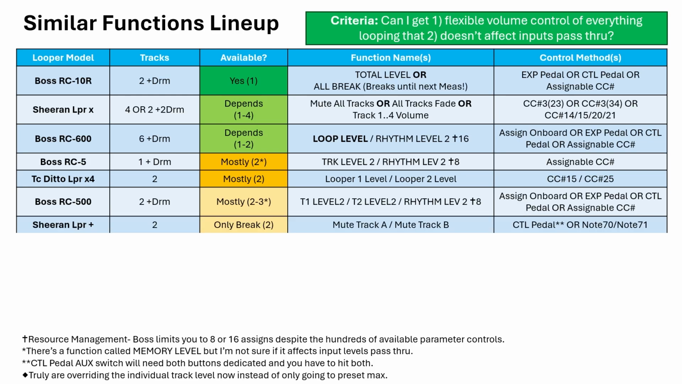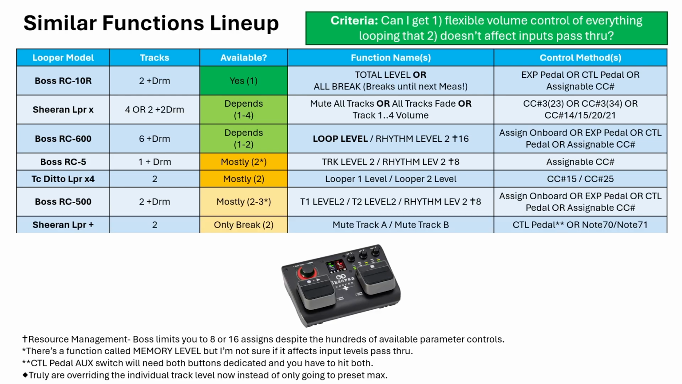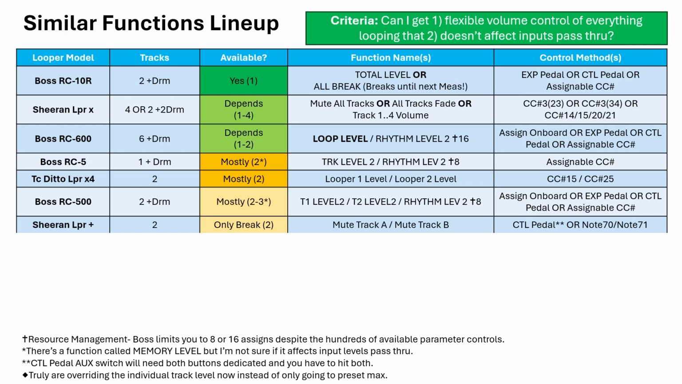Next comes the SheeranLooper+. It has 2 tracks, and this one you can only really do a break in the song by using 2 commands. You can mute tracks A and mute tracks B using an external pedal. A quick note, if you're going to use your control pedal that's built in, you actually have to use both buttons on that auxiliary switch.